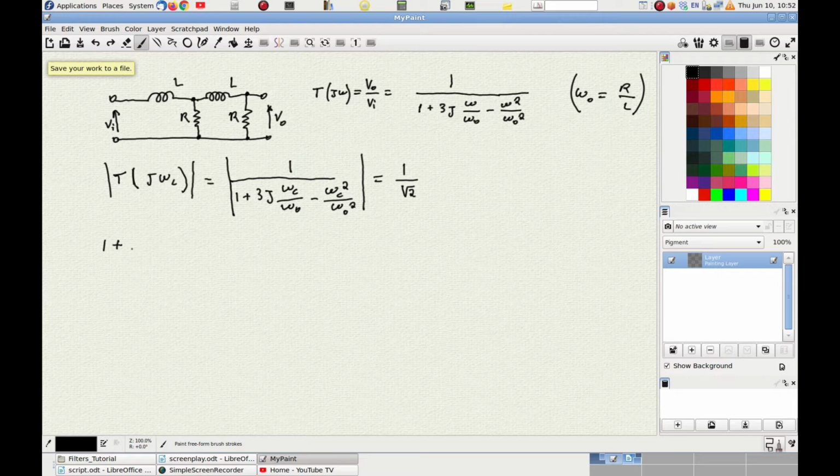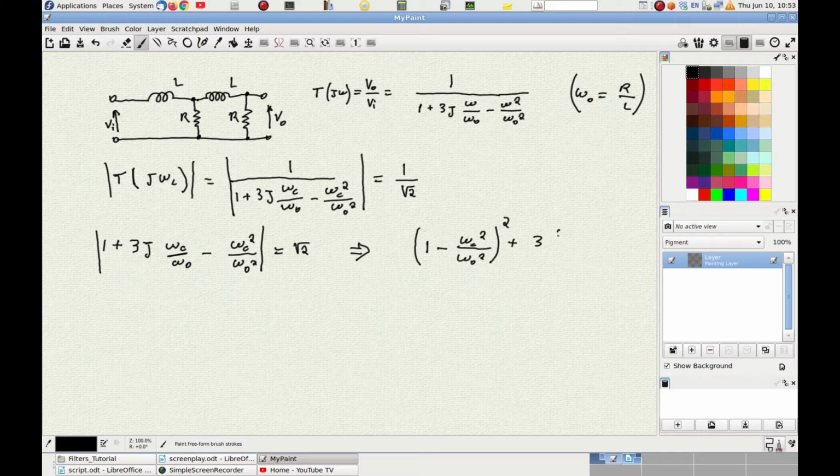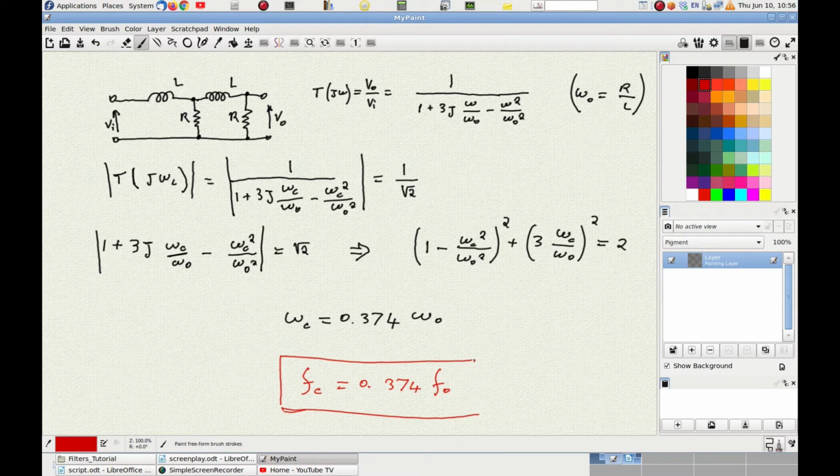Again, since the numerators are the same, also the denominators must be equal to each other, and therefore we can write the expression that allows us to find the angular cutoff frequency, which after all the calculations are done equals 0.374 times the natural frequency, as we expected, since what we said about the second-order RC low-pass filters. And so, for the second-order RL low-pass filters, the cutoff frequency is 0.374 times the cutoff frequency of the first-order RL low-pass filter.